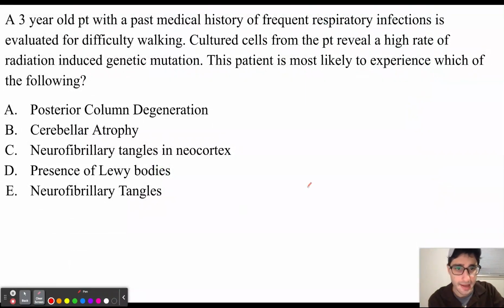Now, due to an IgA deficiency, patients with ataxia-telangiectasia are also going to be at risk for sinopulmonary infections. So here in this question stem, we see this 3-year-old with frequent respiratory infections. So also in the question stem, watch out for frequent infections in these patients.